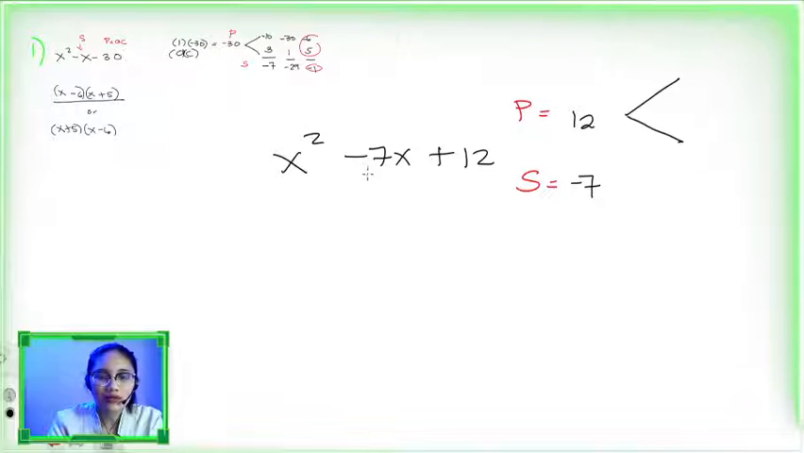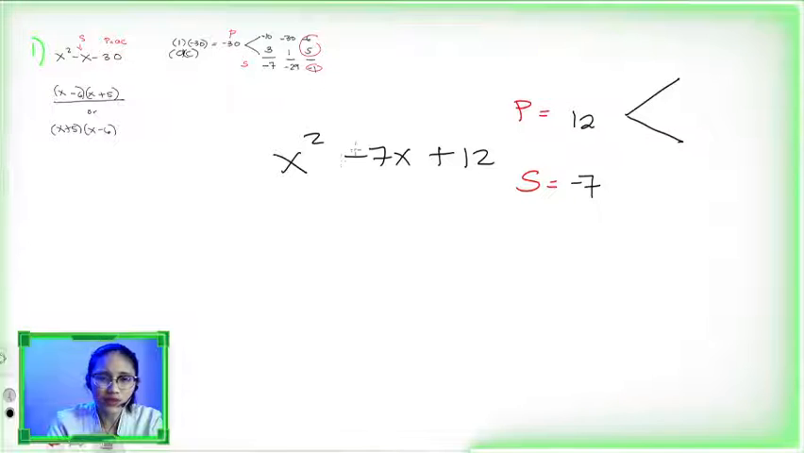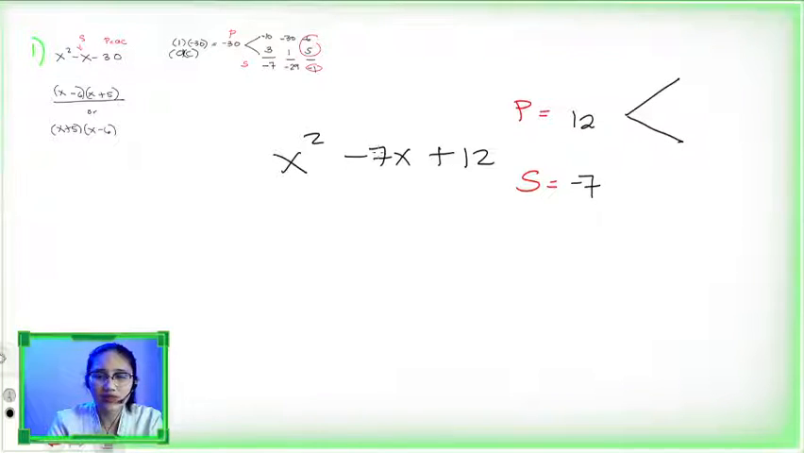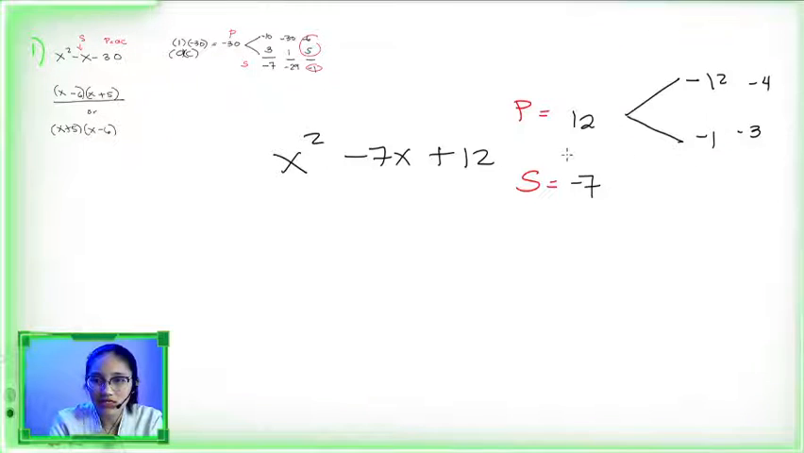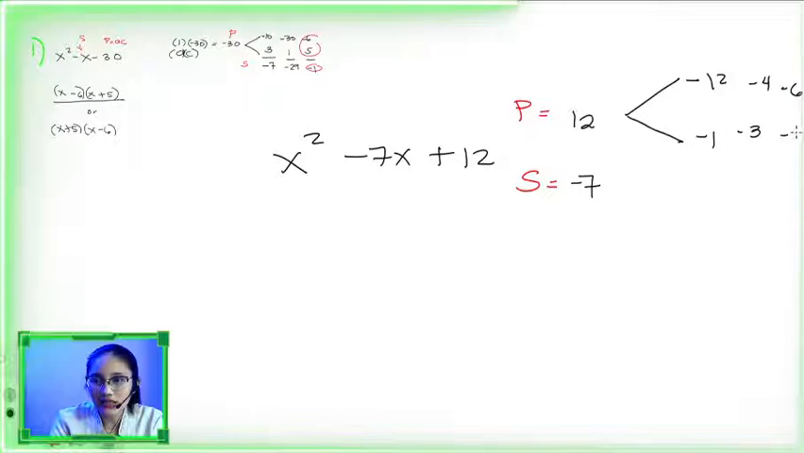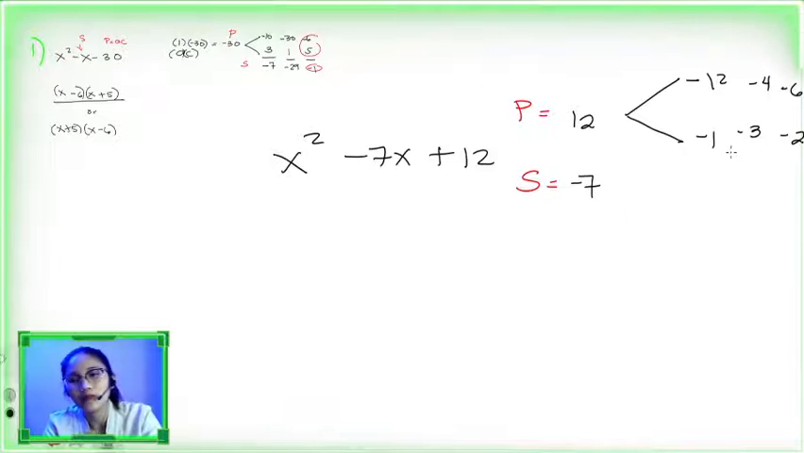To know if they are both negative or positive, I'm going to refer to the sign of the linear term. Since we have negative, both are negative. So we'll take negative 12 and negative 1, negative 4 and negative 3. When we multiply them, the answer is positive 12. We also have negative 6 and negative 2. Trial and error lang kasi yung ginagamit natin dito.